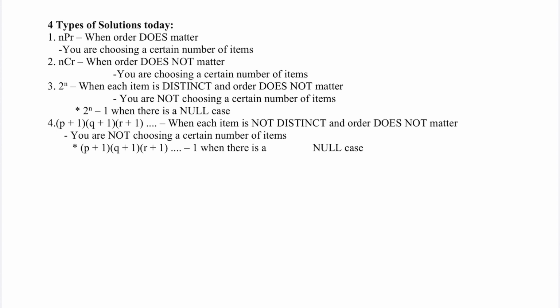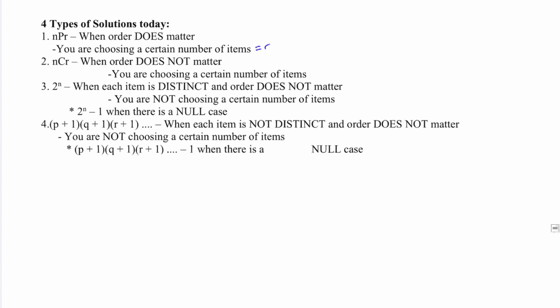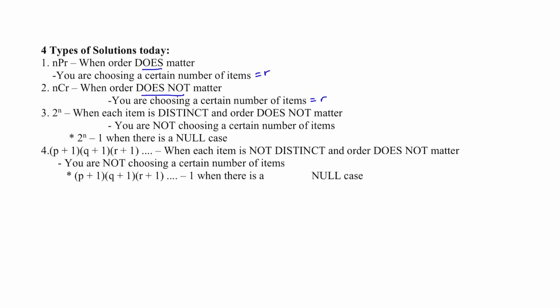All right, you're going to sum together a lot of the stuff we've been working through here, okay? So 1, we learned about nPr. This is where order does matter, and you are choosing a certain number of items. There's a specific number of items that we often refer to as r that we could use and choose. Then nCr is when order does not matter, and you are choosing a certain number of items. So here it does not matter, here it does matter, and again we're choosing r items in nCr.